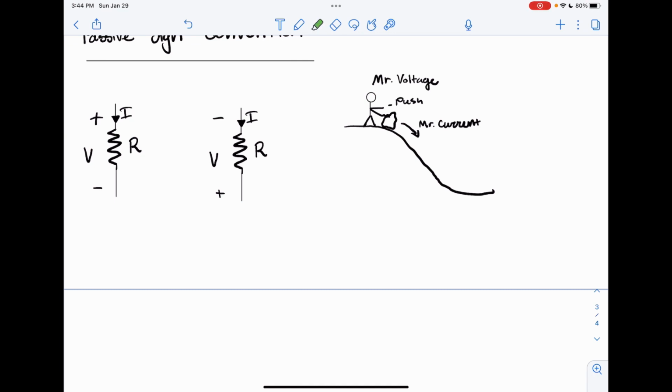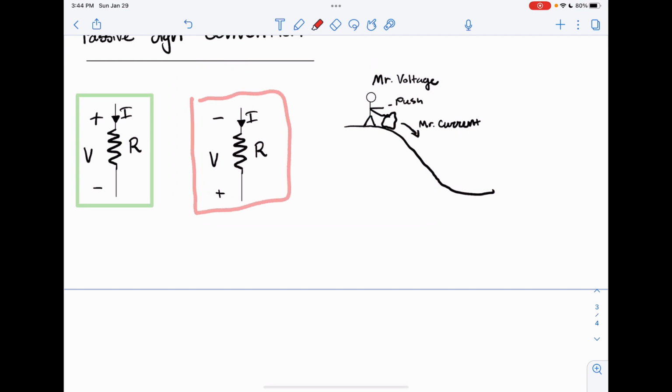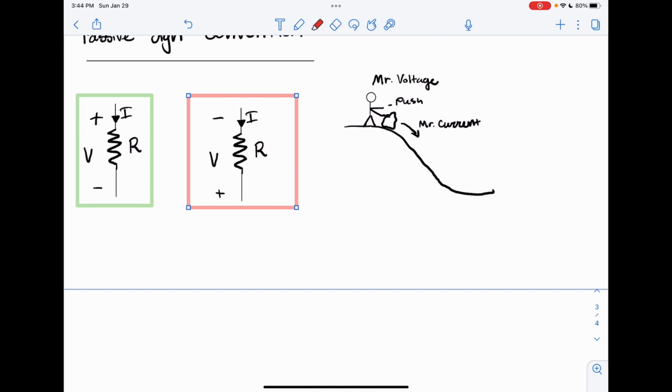If you said that this guy right here was going to give you the positive current, you would be correct, meaning that this guy over here is going to produce a negative current. And of course, that's by our definition earlier, that current is the flow of positively charged particles. This is because we consider the positive terminal to be an area of high potential and this minus terminal to be an area of low potential.